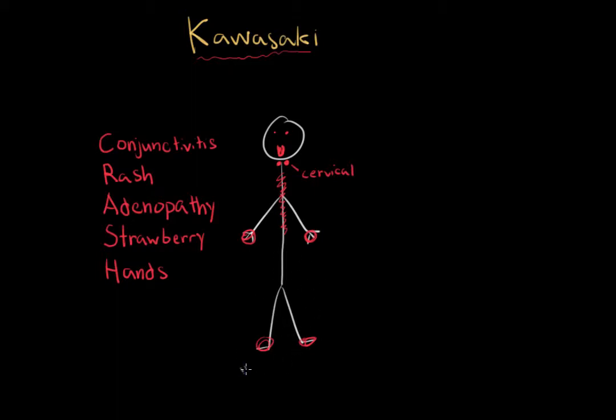Now, this isn't just any type of rash. This is known as a desquamating rash. Desquamating means you're losing squamous cells. Your skin is made of squamous cell epithelium, and so what you're seeing is desquamation. Skin will start to peel off from the hands and the soles of the feet.